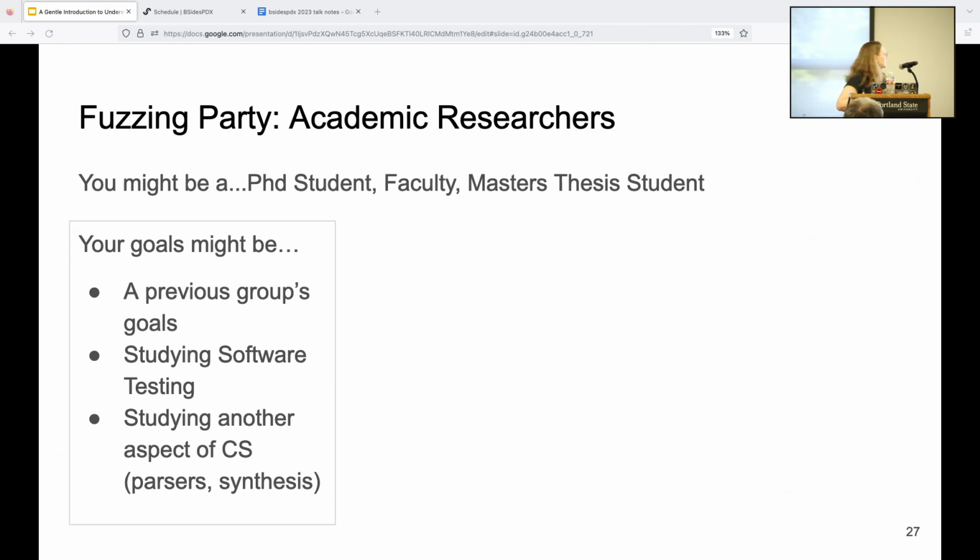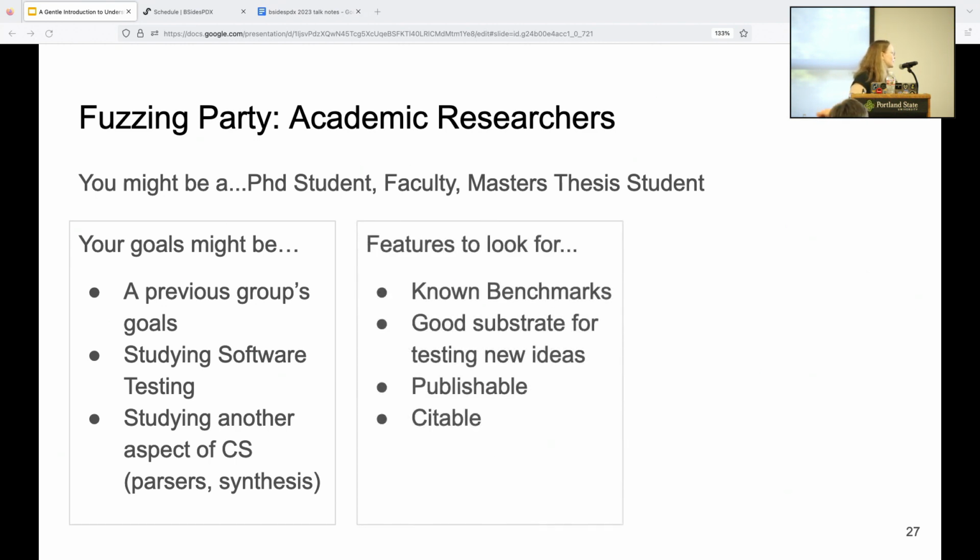Let's be honest. I'm looking as a researcher for things like known benchmarks. How will I test this thing? Is it publishable? Is it citable? Is it a good thing to build new stuff on? Because I need to build stuff to graduate.